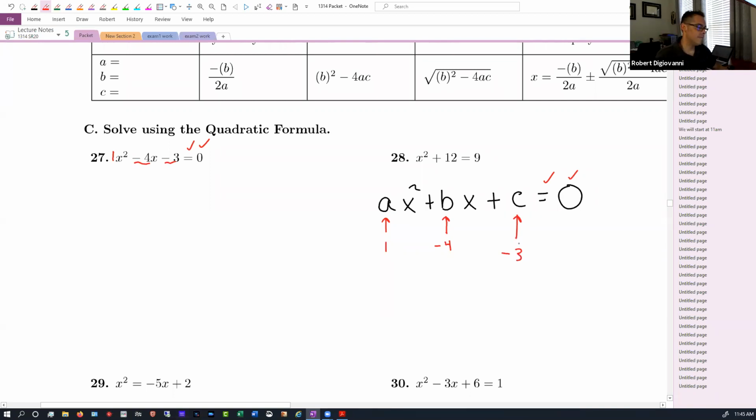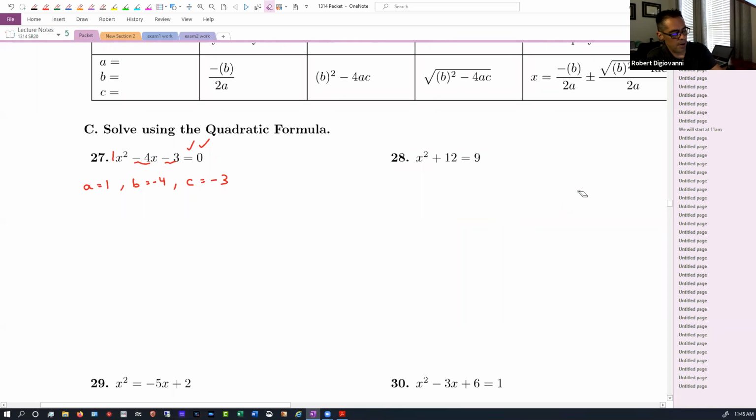So we do have the form we need, right? I like to just write down what a, b, and c are. A is 1, b is -4, and c is -3. Okay, so once we know what a, b, and c are, we can go to the formula. I'll write it down on the side so we can see it. The formula says that our answers, x, will be -b plus or minus the square root of b squared minus 4 times a times c, the entire thing divided by 2a. Okay, that's our quadratic formula.